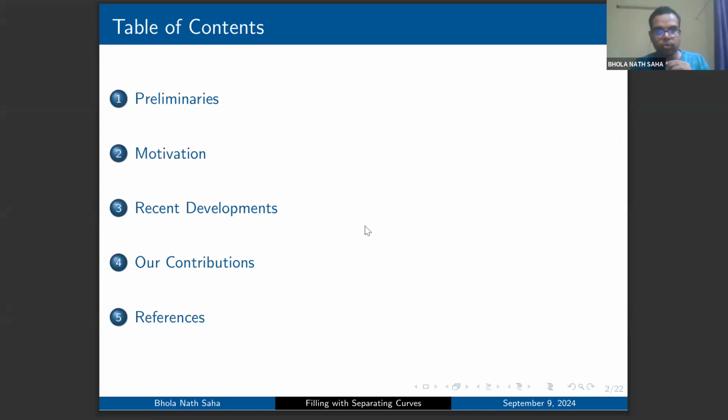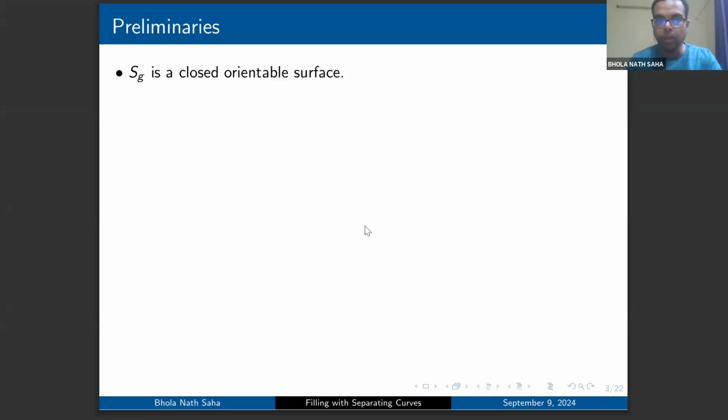A quick overview of today's talk. First, we'll discuss some preliminaries that will be essential in this talk. Then we'll see some motivation for studying filling systems, and then some recent developments in this direction, and at the end, our contribution. So let us start with a closed orientable surface Sigma_g.